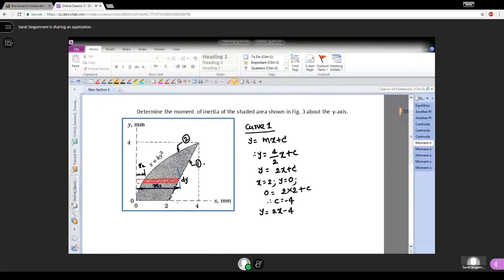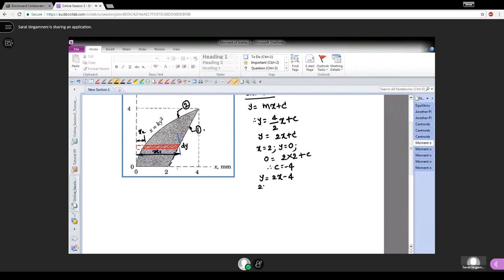But we want to write it as x equal to something, because our strip is parallel to the x-axis. Our lengths are x1 and x2. So therefore, rewrite this as 2x equal to y plus 4, taking that 4 to the other side. Therefore, x equal to half y plus 4 over 2, which is 2. That is actually how our x1 is varying, because we call this length x1. If you see that, that is x1.